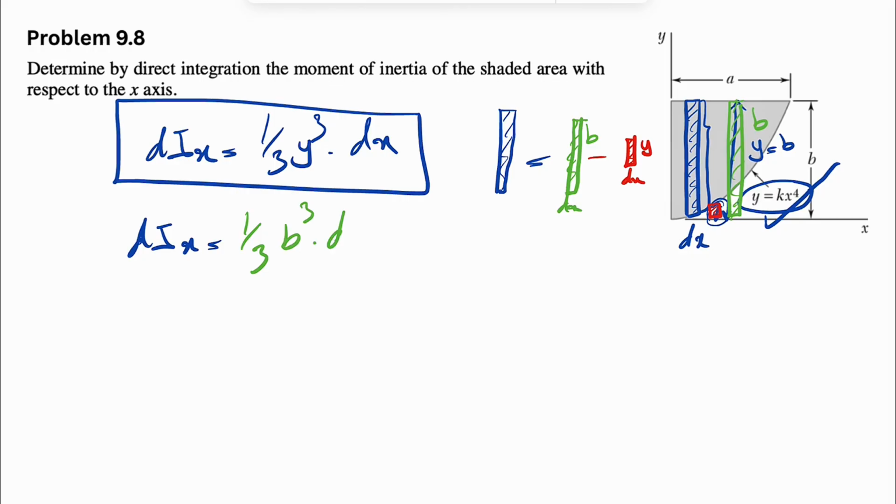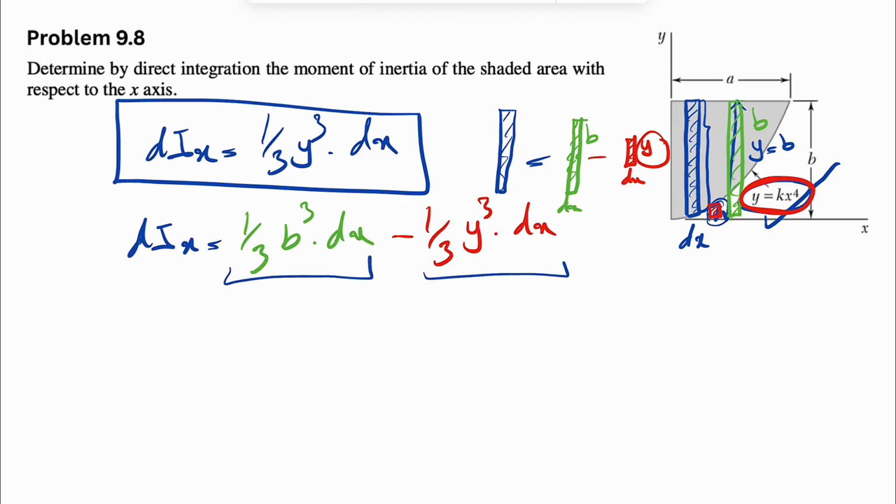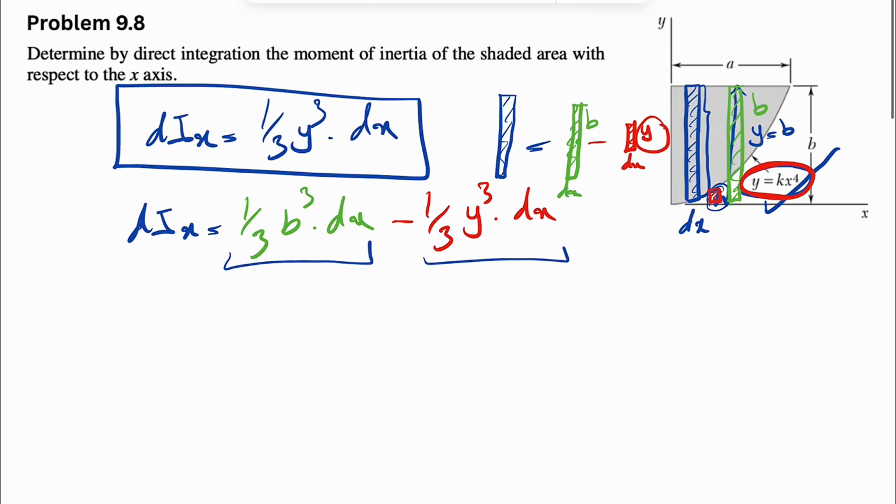So 1/3 of b cubed dx, which is the moment of inertia for the rectangle with respect to the x-axis, minus 1/3 of y cubed dx, and this y is the curve that we have here, k times x to the 4. I explained in the previous videos where these formulas are coming from. Feel free to check that one out. I'm going to put the link in the description below.